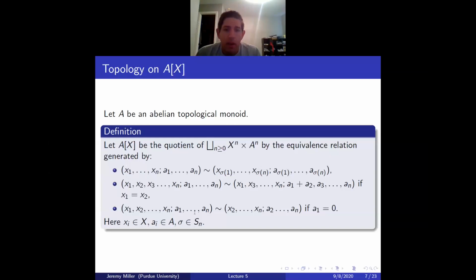Remember, a monoid is like a group, but you don't have inverses, but you are required to have a strict unit. And we can topologize it. The explicit formula is just take the disjoint union of these products and mod out by the relations that order doesn't matter. When two points collide, you add their labels, and if something's labeled by 0, the point vanishes.